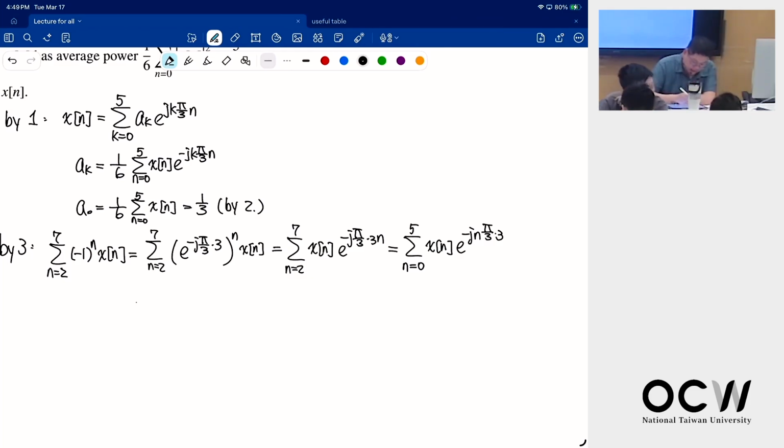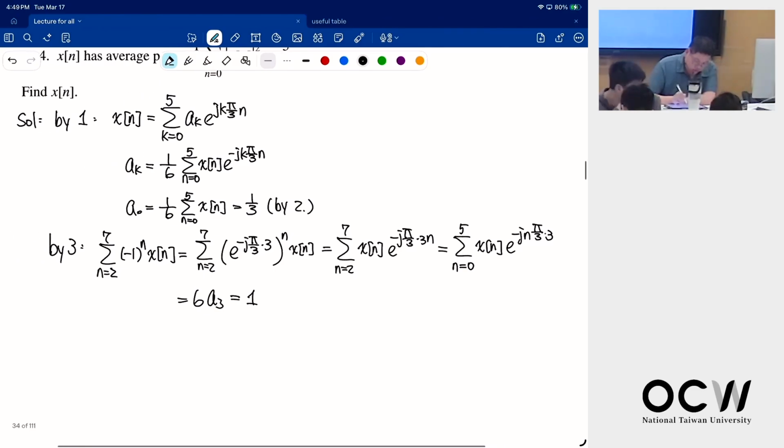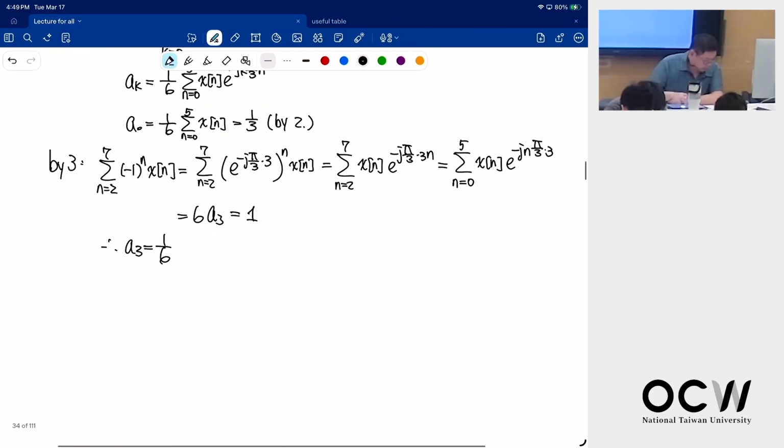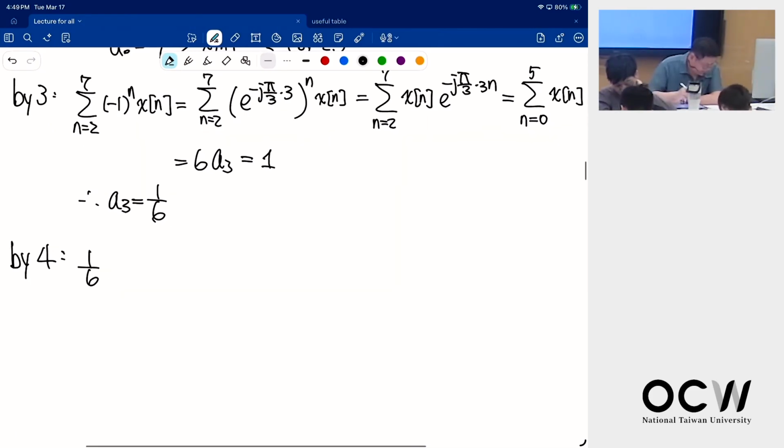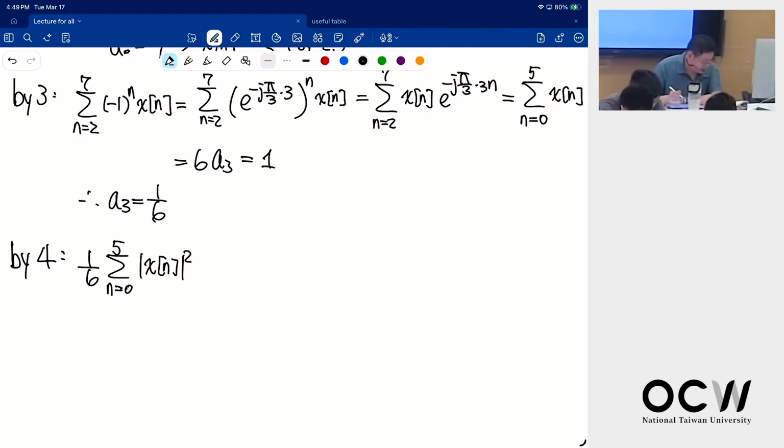And this is equal to 6 times A3, and that's 1. So A3 is 1 over 6. The last one, the average power, is 1 over 6, n is 0 to 5. Okay, this is 5 over 36. That is from the hint.